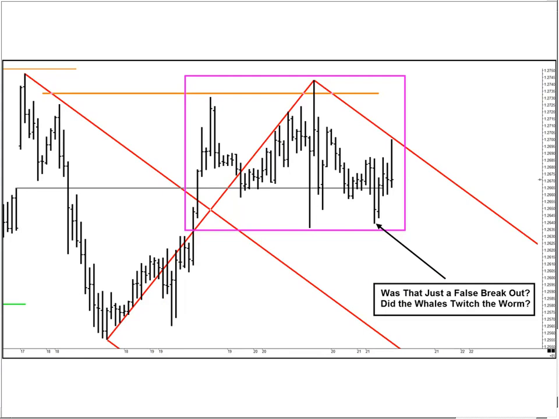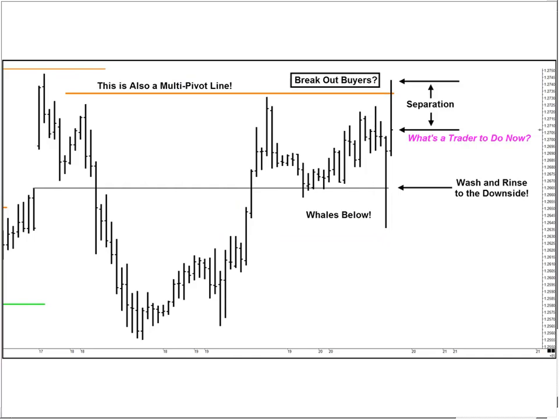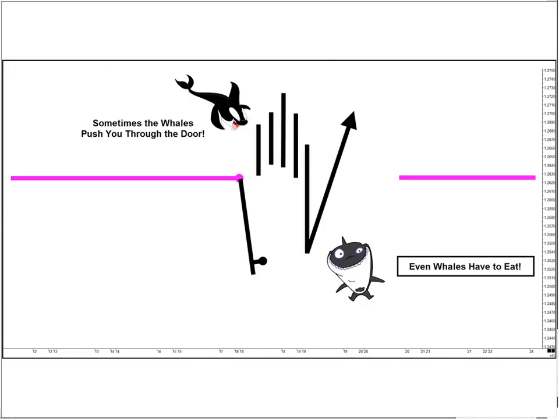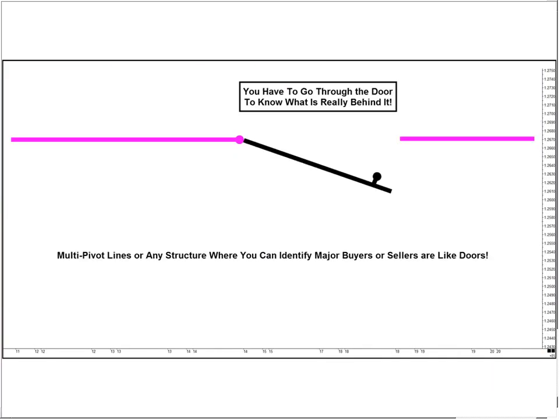Can you point out the whale traits that would show us the personality of a particular whale? I think I just. Well, look. This is somebody really pushing the market.